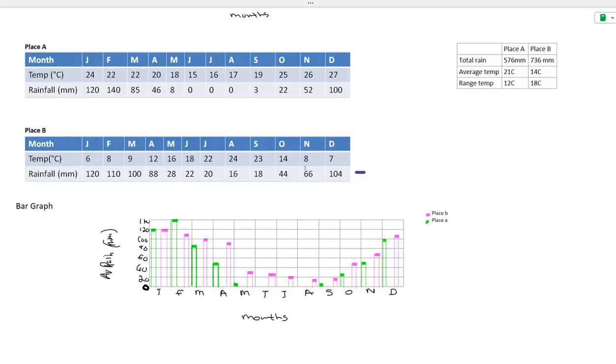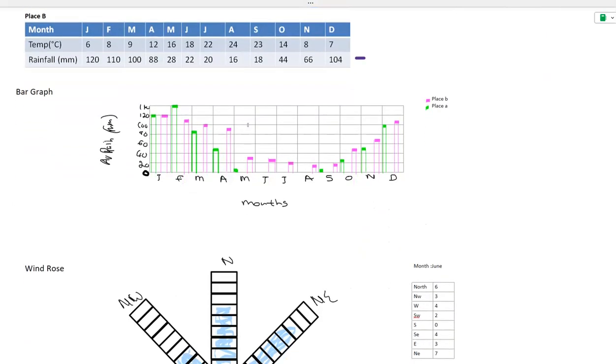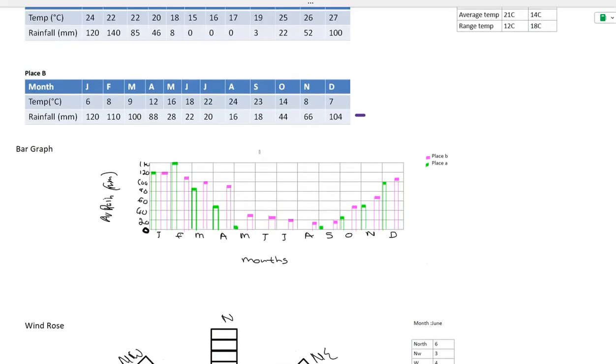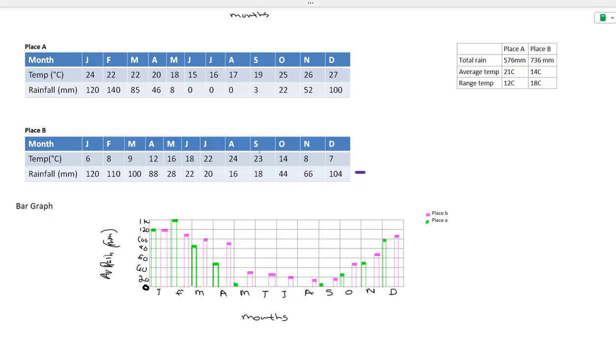Place A is situated in the southern hemisphere. Why in the southern hemisphere? Because it has winter in the June, July, August months. The warmest months are in October to May. That is in the southern hemisphere. The average monthly temperatures are between 27 and 14. So that's the average temperature you see here. You see that it goes from 27 and it goes to the lowest of 14.